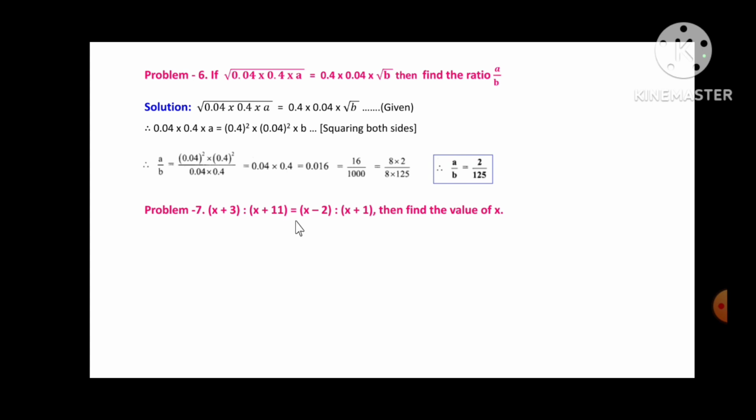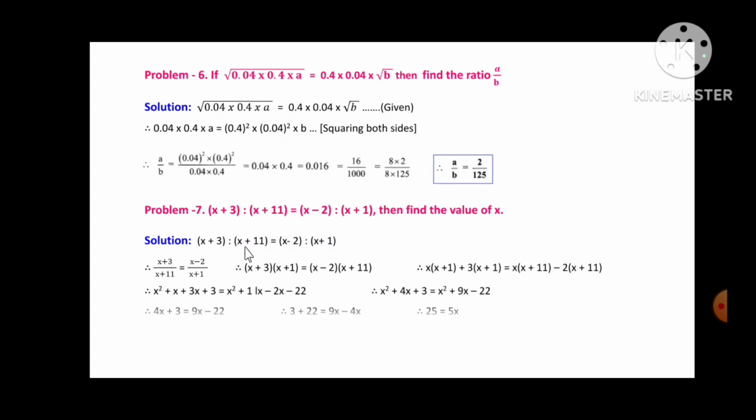x plus 3 has to x plus 11 is equal to x minus 2 has to x plus 1. Then find the value of x. Friends, here it is given that x plus 3 has to x plus 11 equal to x minus 2 has to x plus 1. So it could be written in the numerator denominator form: x plus 3 upon x plus 11 is equal to x minus 2 upon x plus 1.